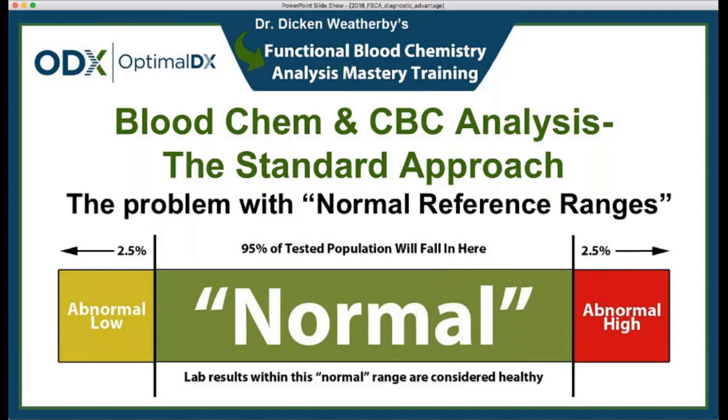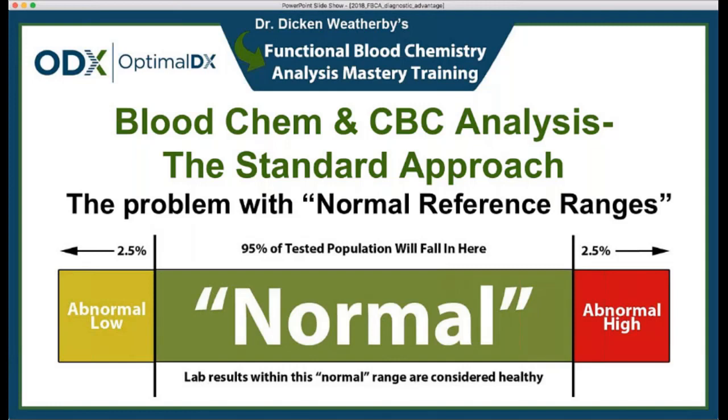The conventional standard or normal reference ranges are based on a Gaussian distribution, or a bell curve. It says that 95% of a tested population are going to be normal. So you can see on this diagram that 2.5% are going to be abnormally low and 2.5% are going to be abnormally high. Everybody else is going to fall within this quote-unquote normal range and be considered healthy. The normal range is based on statistics and not on whether a value represents good health or function.